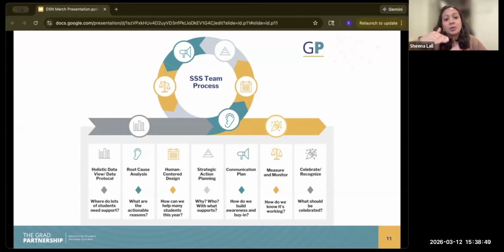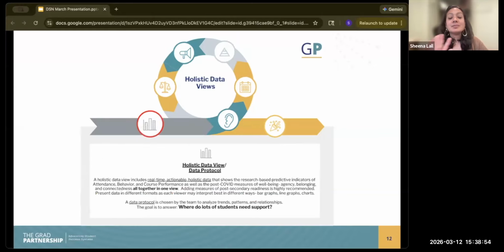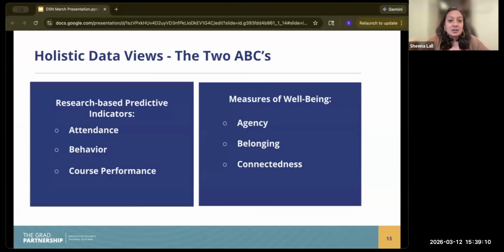What's important to also know, although we will go through this in a linear fashion, this process is not a linear process. The first step is really thinking about the holistic data views. And if you are a part of student success systems already, you know that we love our holistic data. When we're looking at data from students, we want to know, where do lots of students need support? Our holistic data views really mean that we're looking at the whole student. The research-based indicators of attendance, behavior, and course performance have been around for a long time, and post-COVID research showed us that looking at a student's agency, belonging, or connectedness to a school building is really an important factor as well.